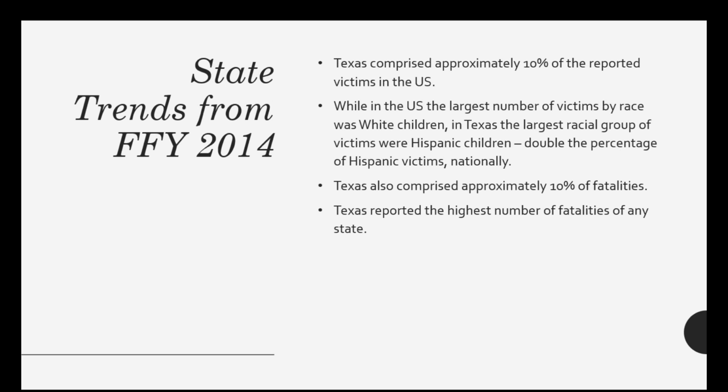So some trends from our state in 2014. Texas was approximately 10% of the reported victims for the entire U.S., which is quite a lot. I mean, we're talking about 50 states. So you've got 52 reporting areas, right? You've got 50 states, DC and Puerto Rico, and we are 10%. I mean, we're definitely not 10% in number as far as how many reporting areas there are. It's important to keep in mind our population size too, though.